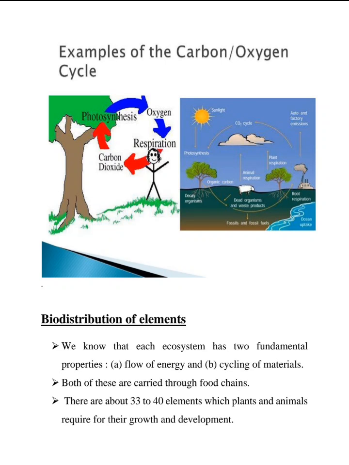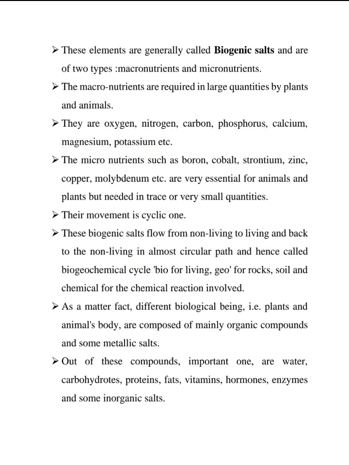Bioredistribution of elements. We know that each ecosystem has two fundamental properties. First is flow of energy and second is cycling of materials. Both of these are carried through food chains. There are about 33 to 40 elements which plants and animals require for their growth and development. These elements are generally called biogenic salts and are of two types, macronutrients and micronutrients. The macronutrients are required in large quantity by plants and animals.